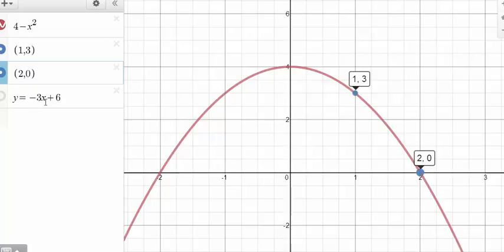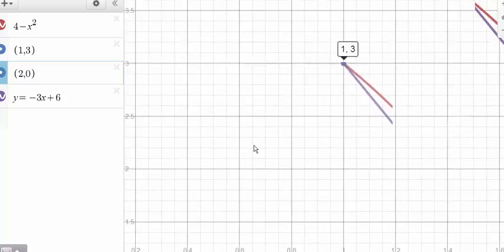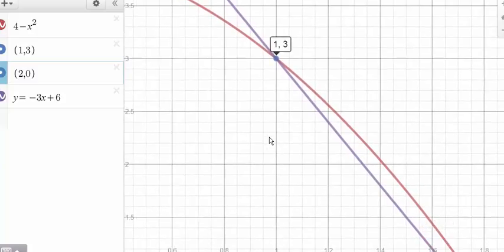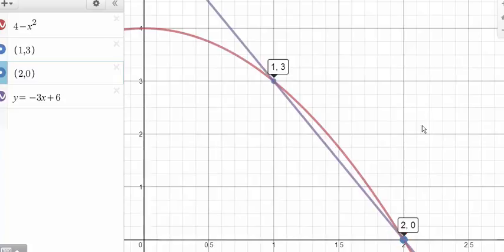Our line is y equals negative 3x plus 6. If I graph that in there, notice that it falls right on both of those points. I can go ahead and zoom in if I want to. It gets a little bit glitchy, but not too bad. Okay, let's zoom out just a little bit so we can see the other point. But this purple line right here is our secant line, and that's what we were looking for.